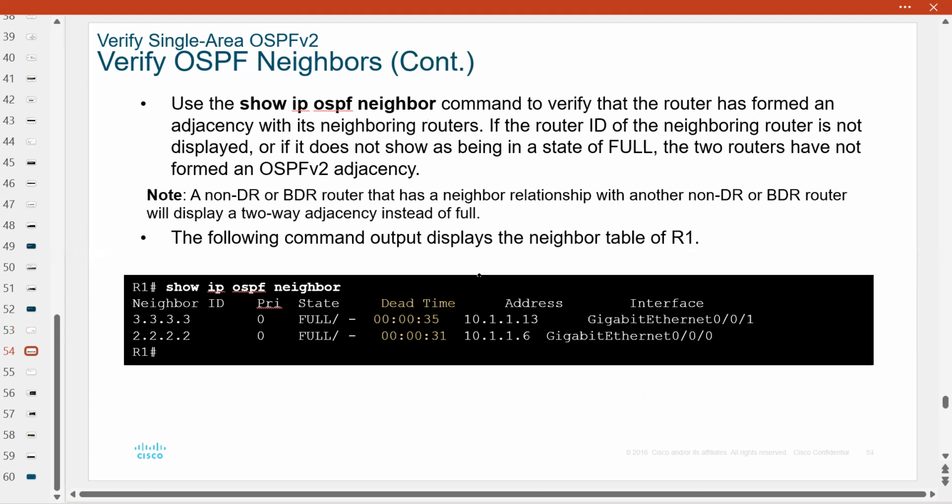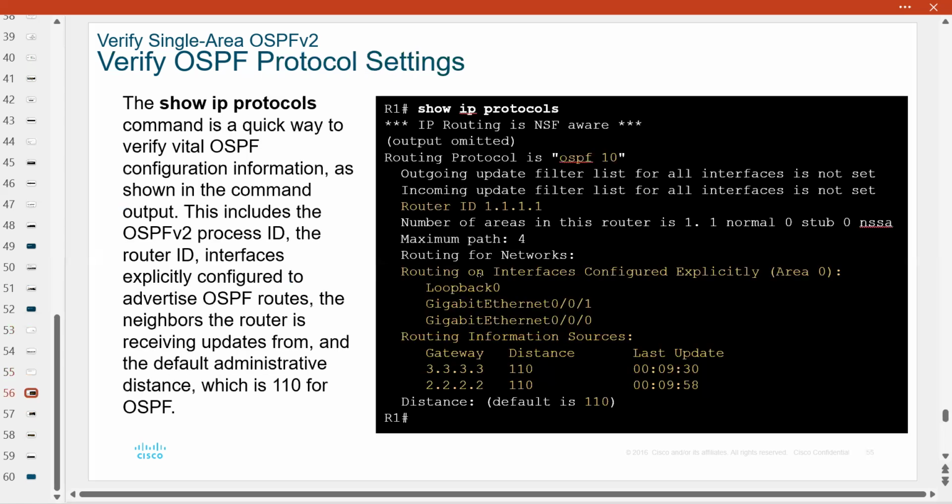Right, so this is our show neighbor, and it is showing us the neighbors. I'm sure this is router number 1, ID 1.1.1.1. And what are the neighbors? 3.3.3.3 and 2.2.2.2. We have the show IP protocols. It gives us the router ID. I can also see the neighbors there and the distances as well. That is show IP protocols.